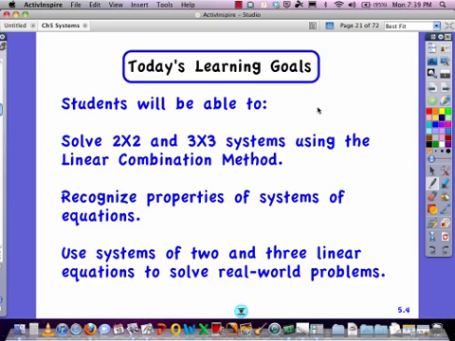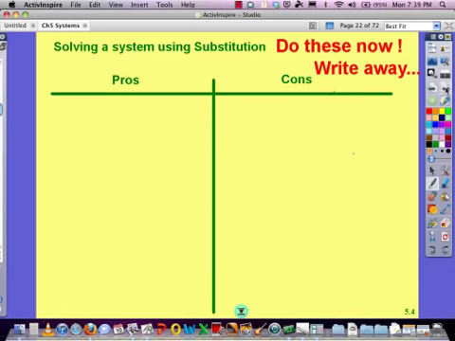Okay, our next lecture, solving systems using linear combinations. You can see we're going to take a 2 by 2 and a 3 by 3 system, which means 2 equations, 2 unknowns, 3 equations, 3 unknowns. Looks a lot like matrices, but we're not going to be dealing with matrices at this point. We want to be able to recognize properties of systems of equations and use those systems of 2 and 3 linear equations to show real-world problems. So, moving forward and showing you what that's about.